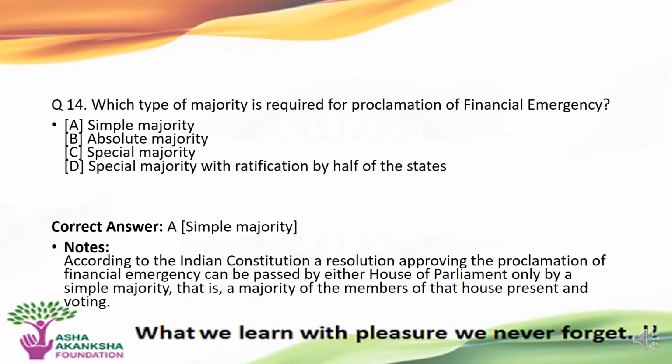The next question is, which type of majority is required for proclamation of financial emergency? The options are A. Simple majority, B. Absolute majority, C. Special majority, or D. Special majority with ratification by half of the states. The correct answer to this question is option A, that is, simple majority is required for proclamation of financial emergency.